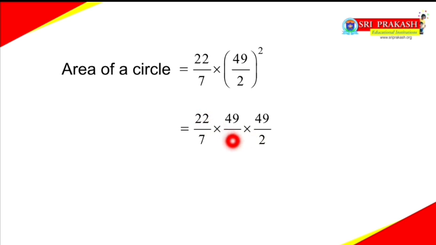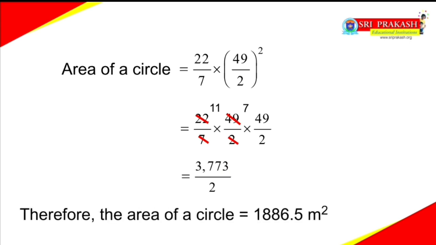Now let us cancel 2 and 22, 11 times. Next, 7 and 49, 7 times. Therefore, by multiplying the remaining numbers we get 3773 by 2. By converting into decimal, we get the area of the circle, which is equal to 1886.5 meters square.